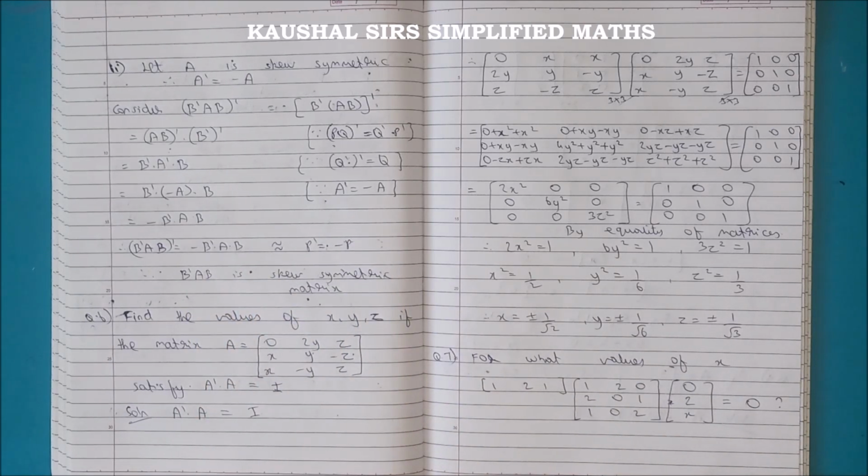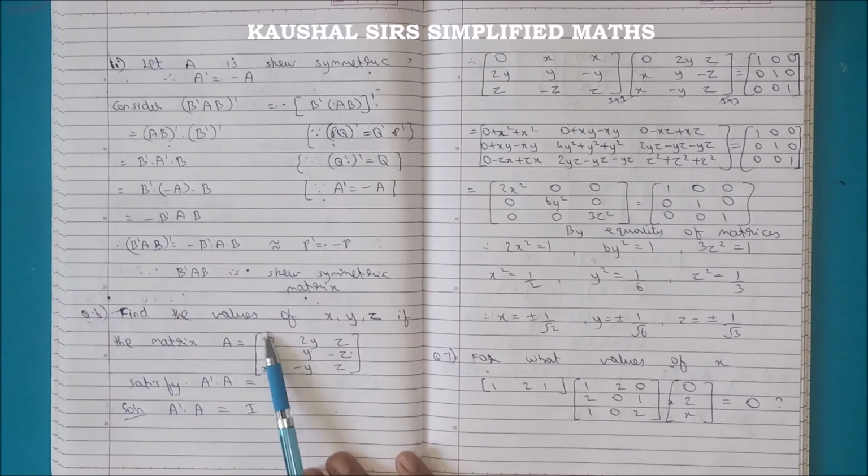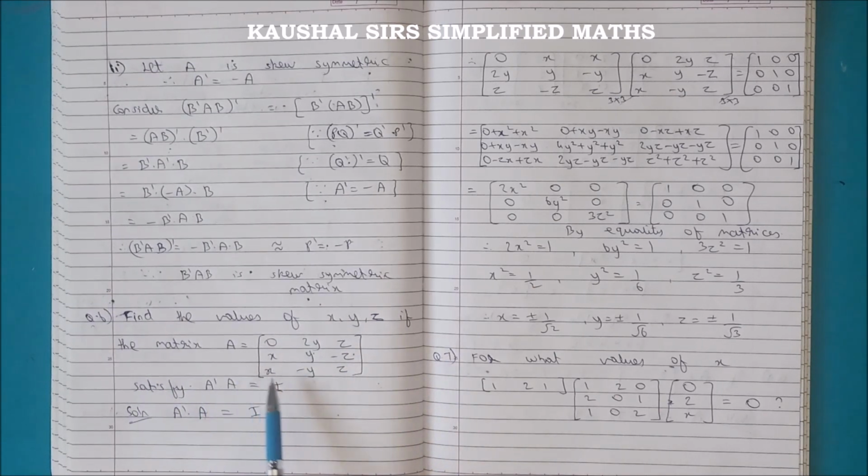Clear? Okay, so let's move to the sixth question. You want to find the values of x, y, z if the matrix A is given to us and it satisfies the relation A dash into A is I.